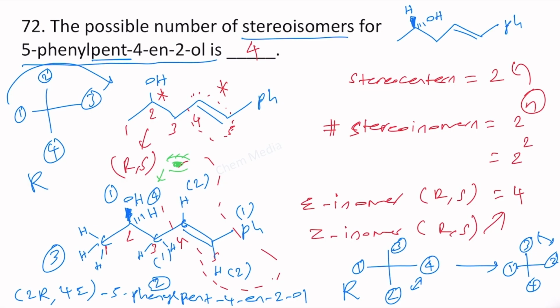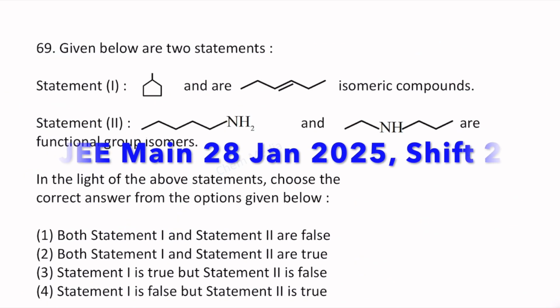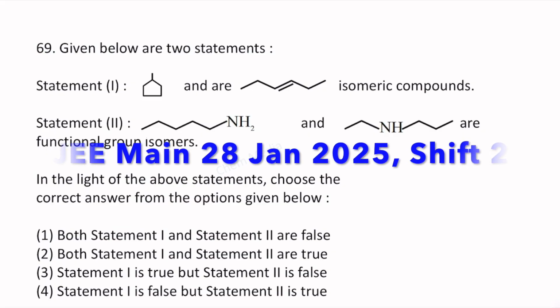Instead of the alcohol functional group towards us, if hydrogen is towards us, then this will become 2S, 4E, 5-phenylpent-4-en-2-ol. Likewise, we can draw 2R,4Z and 2S,4Z. In that case, what we need to do is put both the hydrogen atoms on the same side. Two statements are given and we need to check the validity of both the statements.